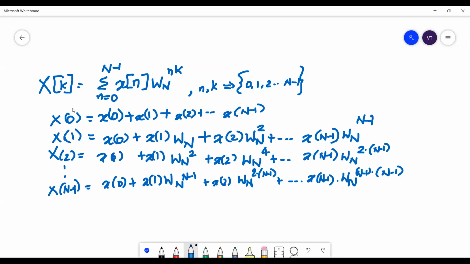If you know the values of all the small x from the time instant 0 to n minus 1, then you will be able to find out all the values of capital X for all frequency instances from k equal to 0 to n minus 1. So you see that this equation has the form of a product here. Initially you have a multiplication and then you have a summation.